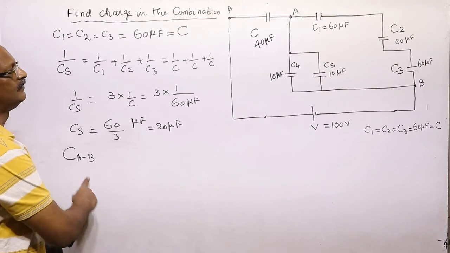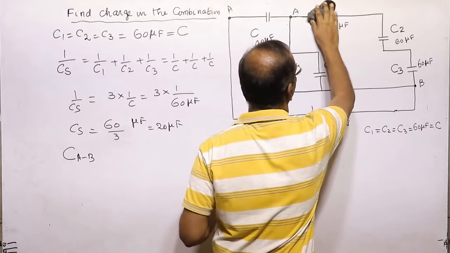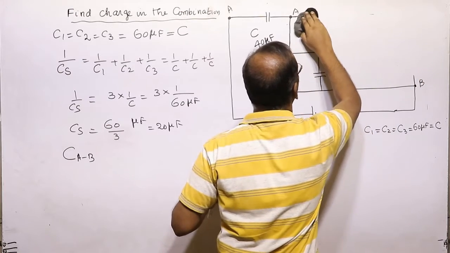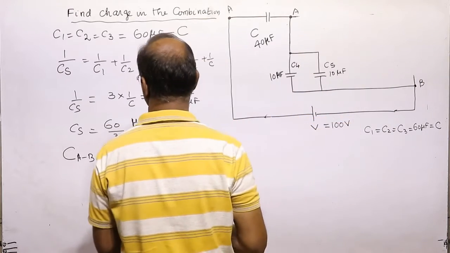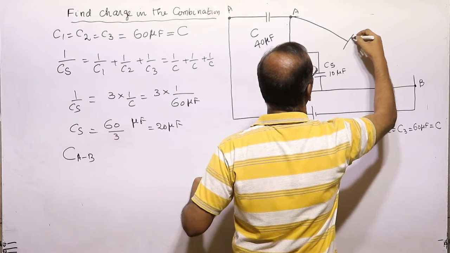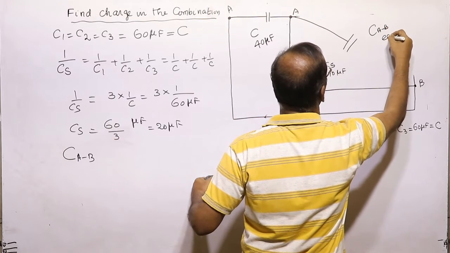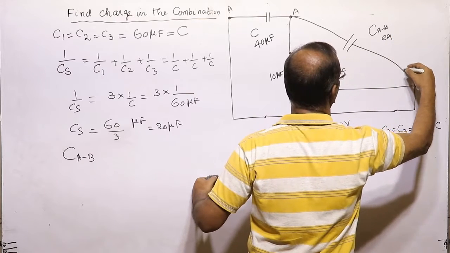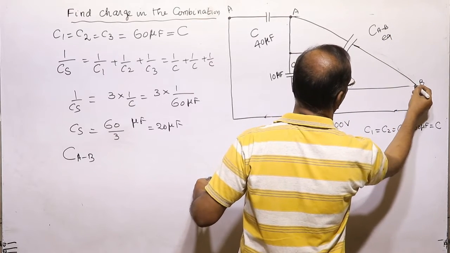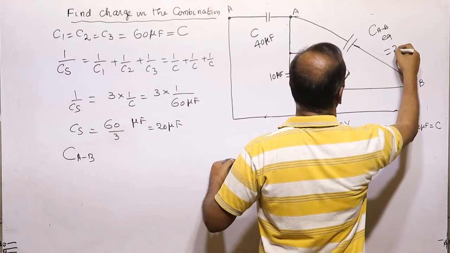So this we can reduce it like this. As this is in series, we can simply remove this. We can see it is a capacitor between A and B, the equivalent capacitor, that is C AB equivalent, which is equal to 20 microfarad.